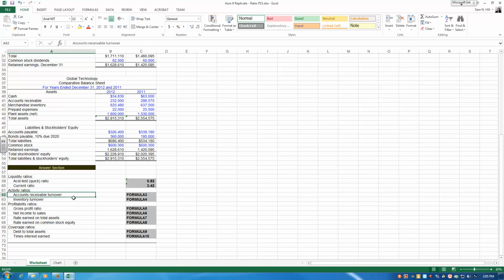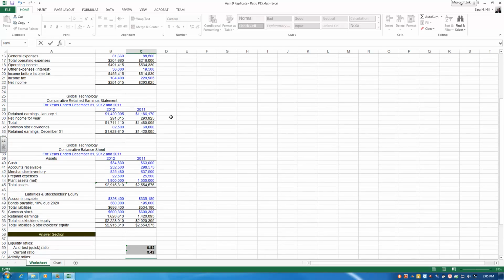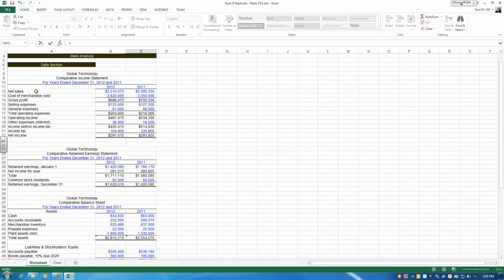So here we're going to use our first average in our denominator, but let's go ahead and start here with our numerator, total sales. That's available for us up top here. We can get that from B12. And now we want our average accounts receivable.